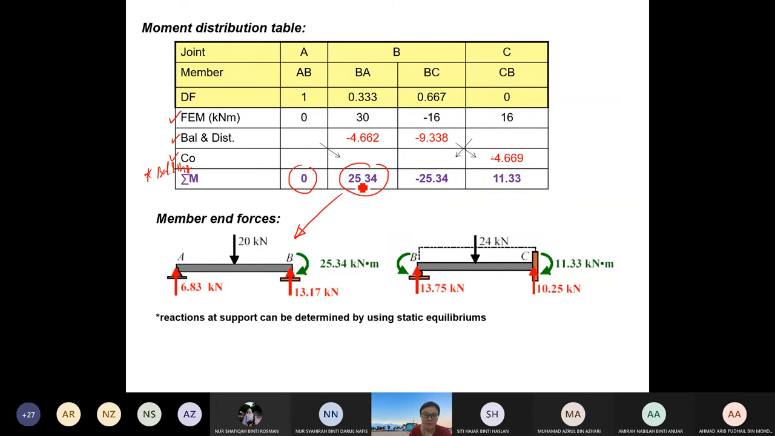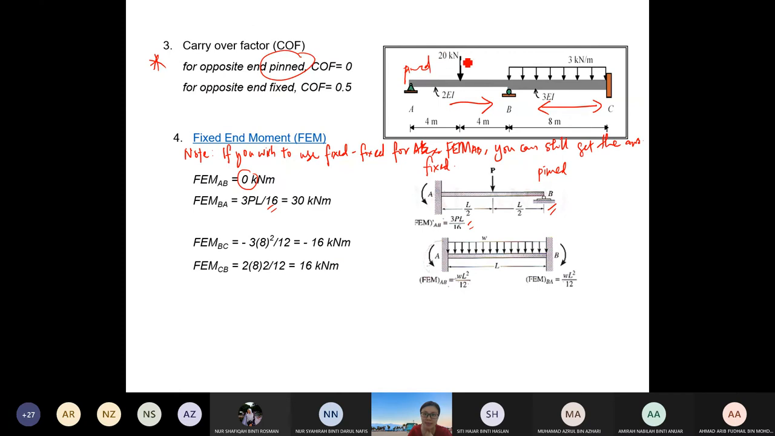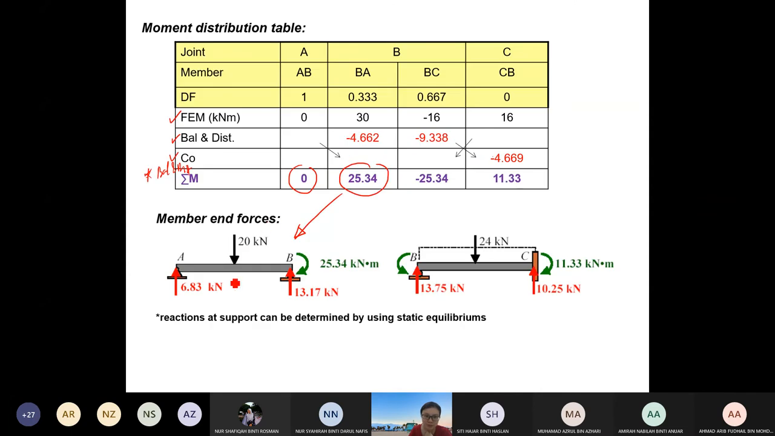into the free body diagram. For example, for this member AB, we have 20 kilonewton and 8 meter, so we just put it here. The 20 kilonewton is here. You have AY and BY, which are not found yet, they are unknown. And you apply this 25.34. This is positive, therefore you put it clockwise. Then you take the summation of moment at A or B equal to zero.